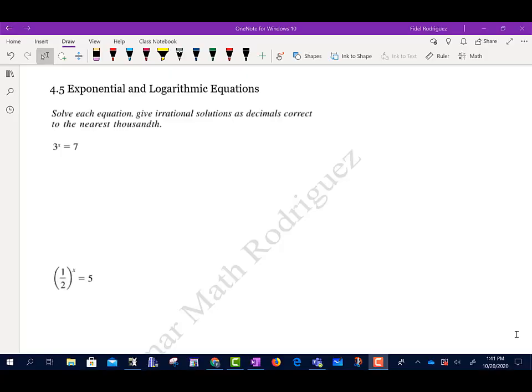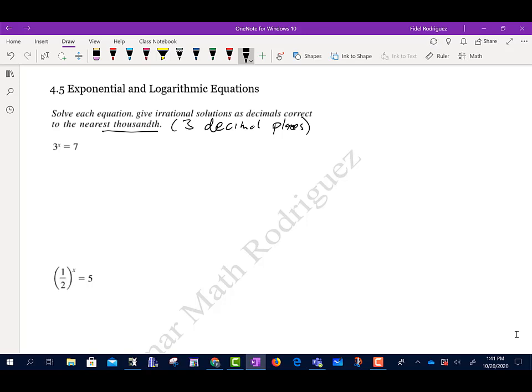Section 4.5 talks about exponential and logarithmic equations. The directions say, let's solve each equation, and we're going to give irrational solutions as decimals correct to the nearest thousandth. In case you forgot, thousandths is going to be 3 decimal places, okay?